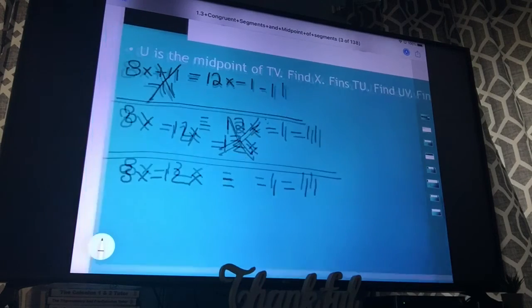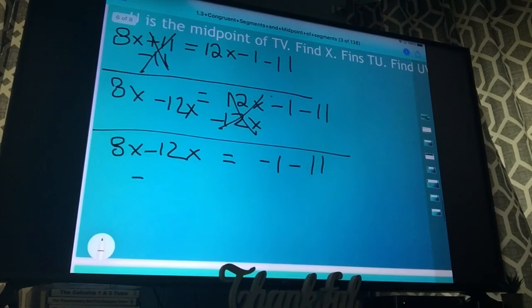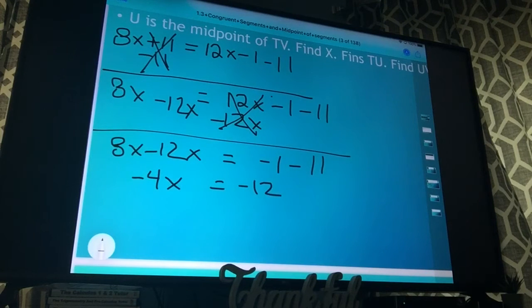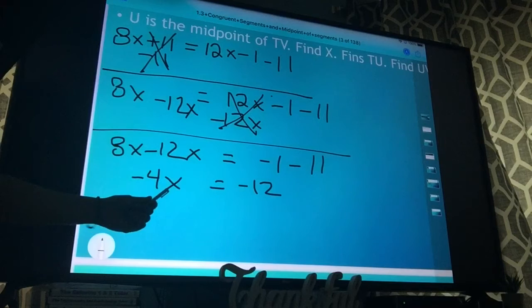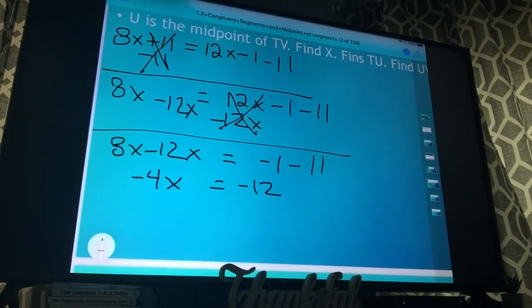So 8x minus 12x is going to give you negative 4x equals negative 1 minus 11 is going to give you negative 12. Okay, and now that we're down to our single term, by that I mean we don't have multiple terms, we just have negative 4x equals negative 12. Then our last step is going to be to divide, because we're multiplying that negative 4x. So divide by the negative 4, divide by negative 4.